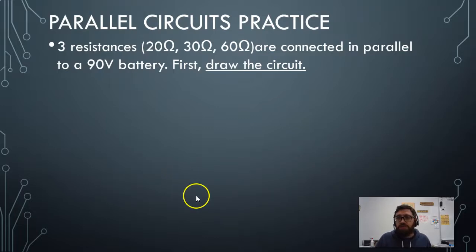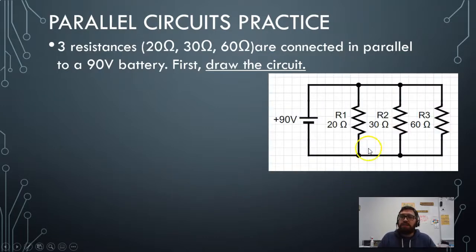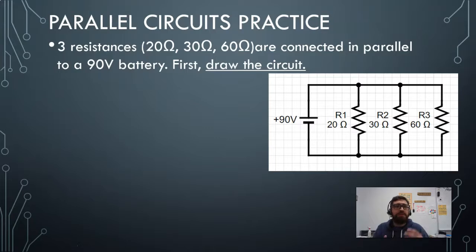All right, hopefully you drew something like this. 20 ohms, 30 ohms, 60 ohms, connected in parallel to this 90 volt battery. Generally speaking, it's easier if you know that when we list resistances, we mean for this one to be R1, the next one R2, the next one R3. R1 is the one closest to the power source of the battery, and they go farther away after that.